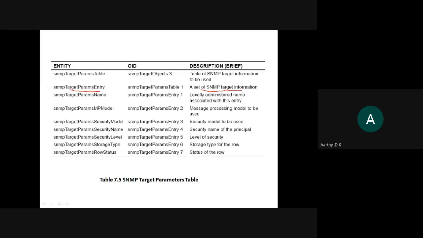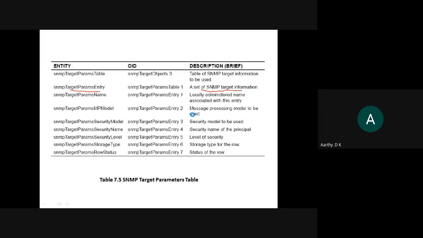The next MIB is the notification MIB. Notification is used when you have a trap message or an authentication failure, some kind of notification message in the network. These notifications are generated by the agent. So that's it about the SNMP version 3 MIB.